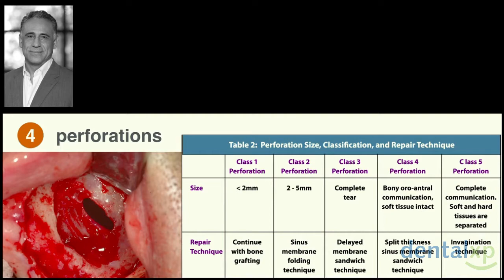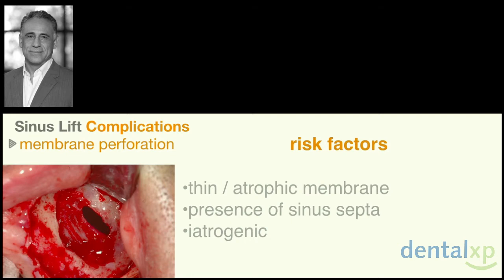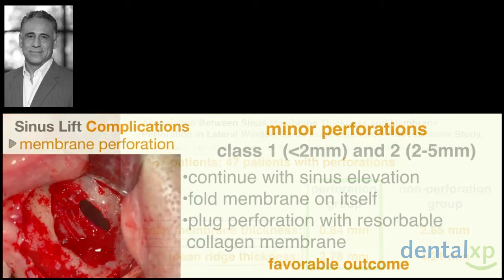How about perforations? I'm going to talk about the 3 types of perforations that are probably seen most often: class 1, class 2, and class 3. First of all, perforations can happen if the membrane is thin, if there is a sinus septa, and certainly from iatrogenic reasons. A study by Lum and Ogata looked at 167 patients, 47 of them with perforations. Interestingly, they noted that the group with perforations had mean membrane thickness and ridge thickness much lower than the non-perforation group. So I think that is a very critical factor in predicting perforation in any patient.